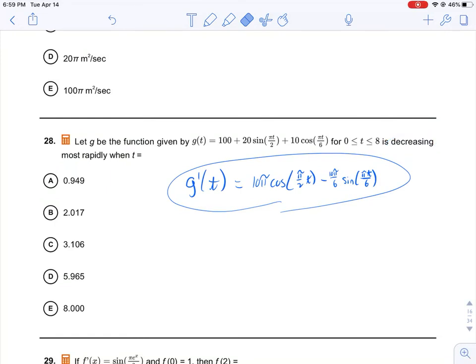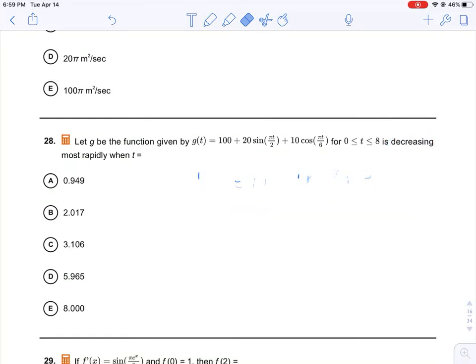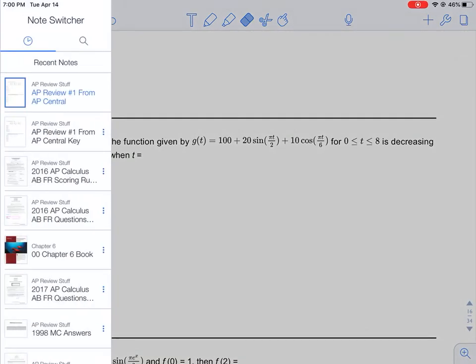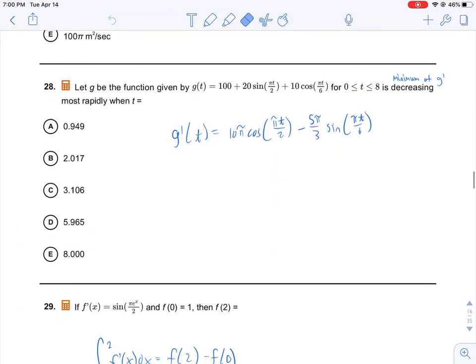Because the most negative it is, the faster it's decreasing. Remember, the derivative is the rate. So you're looking for a minimum of the derivative where it's negative, because it has to be decreasing. Okay, and that final answer, I believe, was B. It for sure was. I just never circled it. Okay.